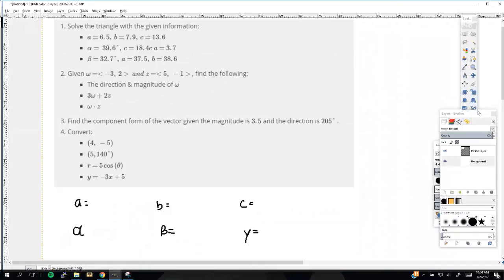So the first one, we just use law of cosines to solve, I think, because we have all the sides. So 6.5, 7.9, and 13.6.